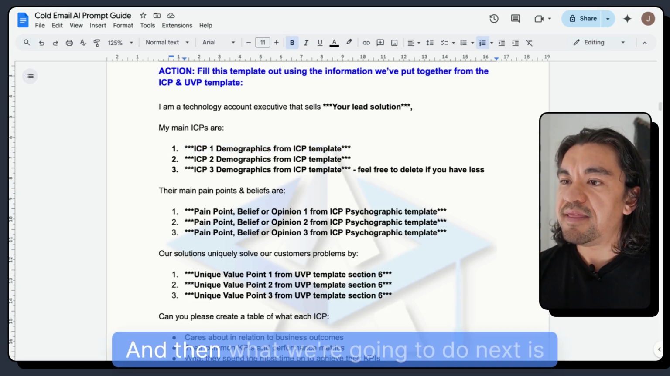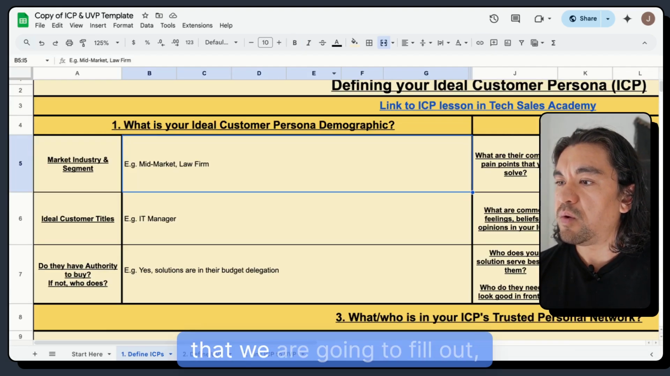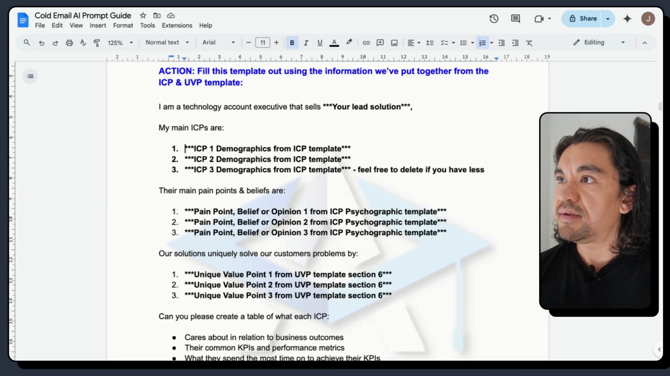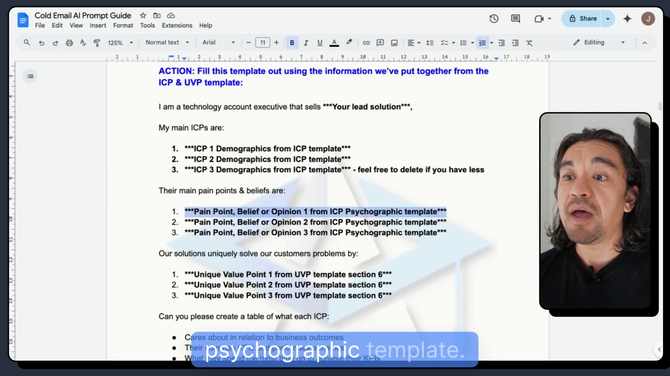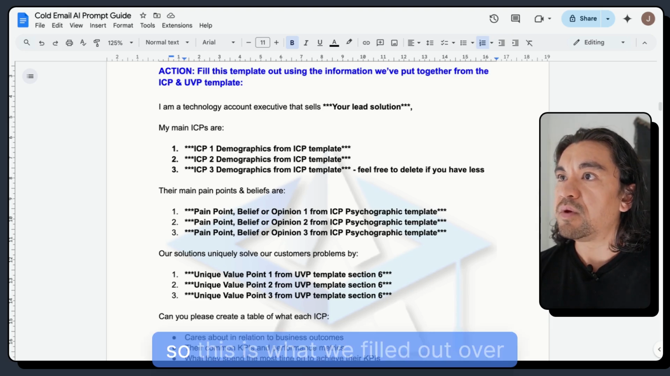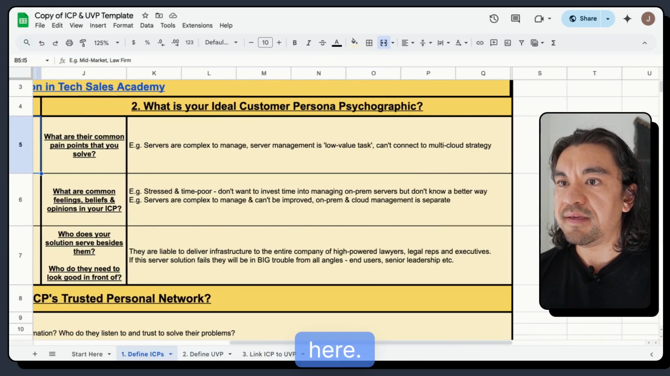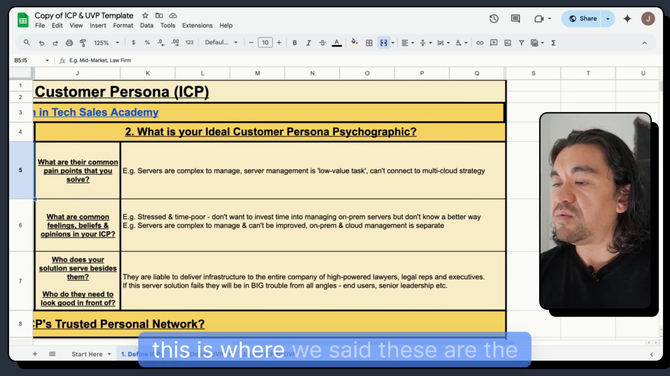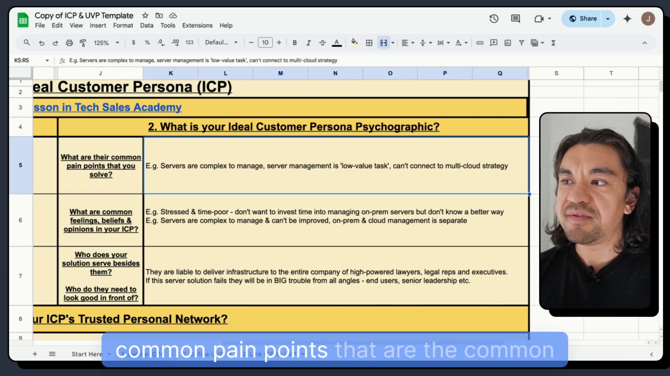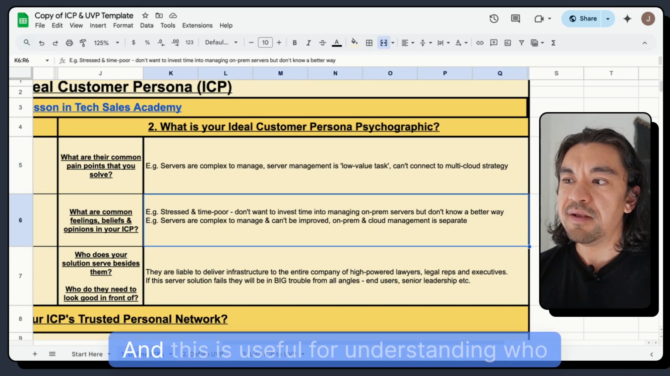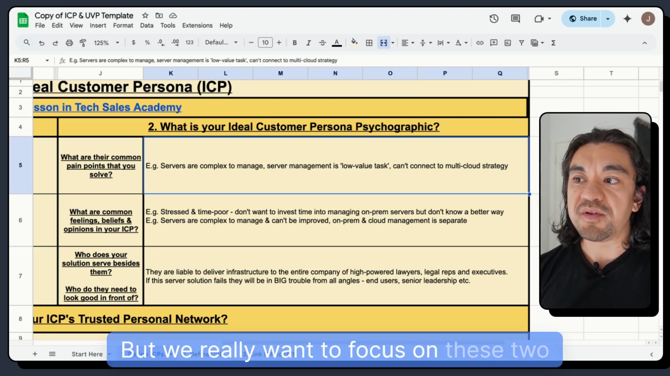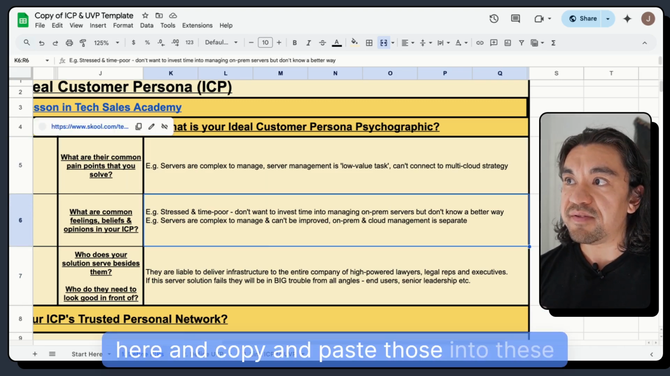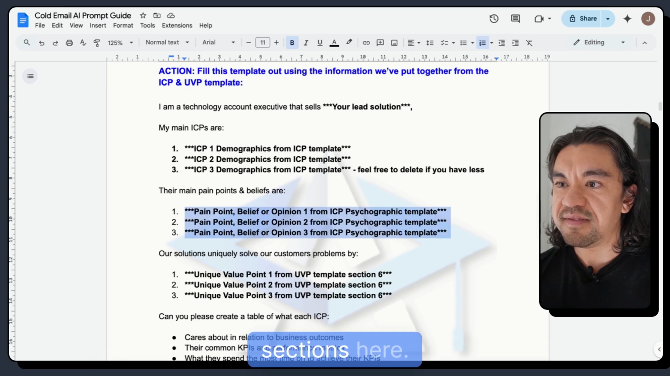Okay, and then what we're going to do next is fill out their pain points and beliefs from the psychographic template. So this is what we filled out over here. This is where we said these are the common pain points and the common feelings and beliefs. This is useful for understanding who this solution serves, but we really want to focus on these two here and copy and paste those into these sections here.